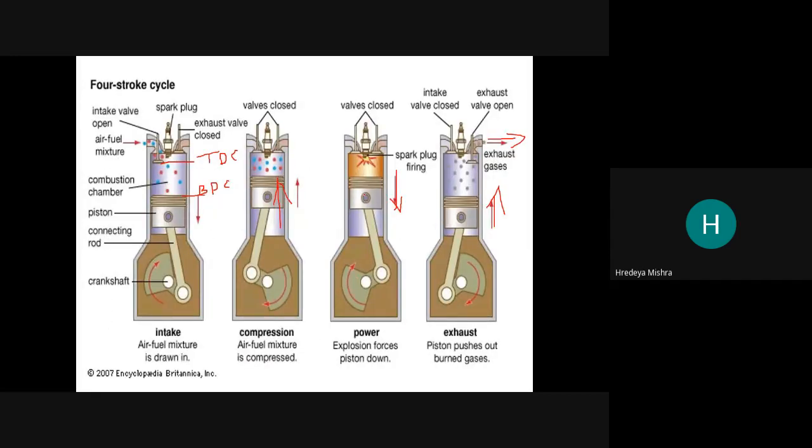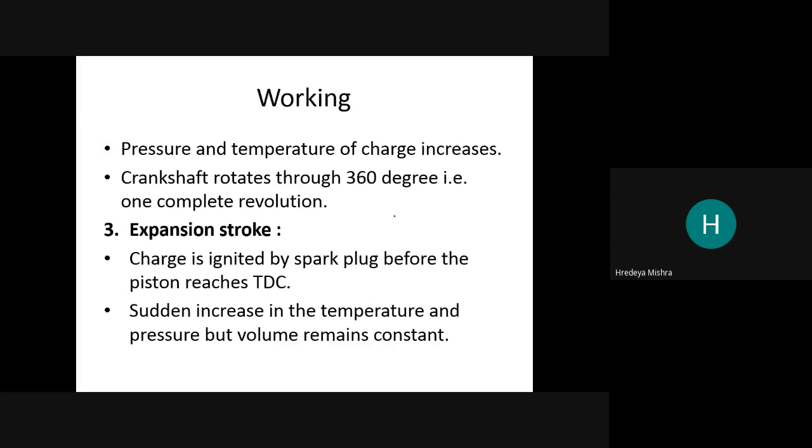The piston reaches TDC before the ignition is started. So ignition is started now. This is the expansion or power stroke. By this energy the piston moves below. See, there is a sudden increase in the temperature and the pressure, but the volume remains constant.